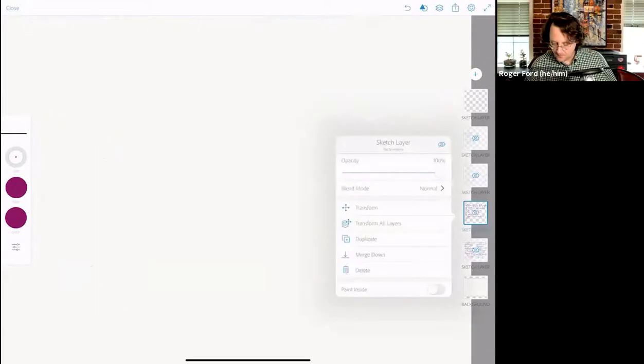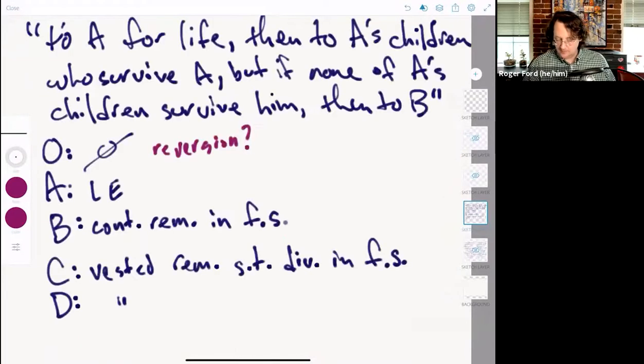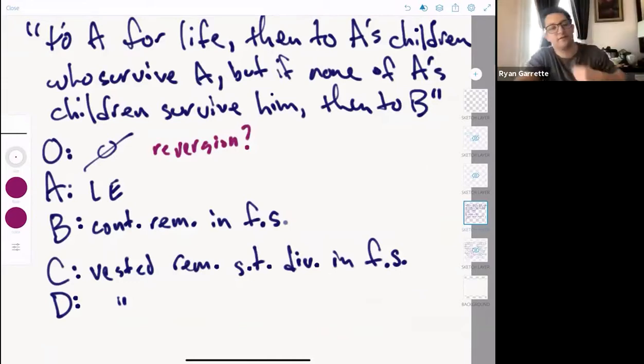So, let me process that part in a moment, but just remainder versus reversion. A remainder is always created in someone else, right? So it is always a reversion if it's in O, unless it's one of these other things. Say the last part again. I was just saying, I think there's a reversion because the wording is changed to A's children who survive A. So waiving the life estate, I don't think it would go to A's kids like it would in the last example. I think A would have to die.